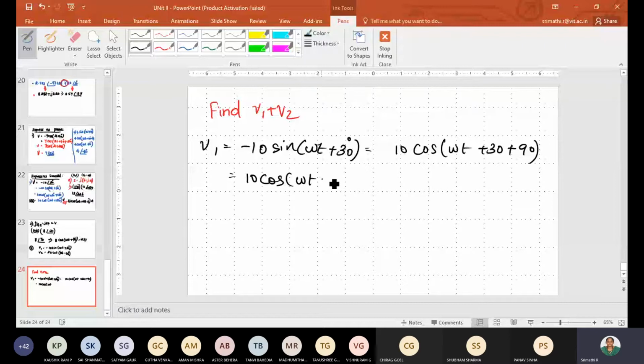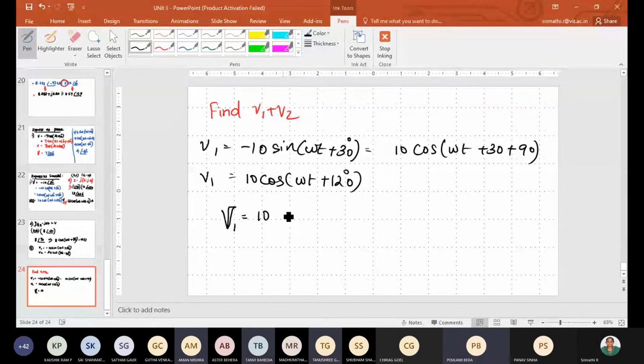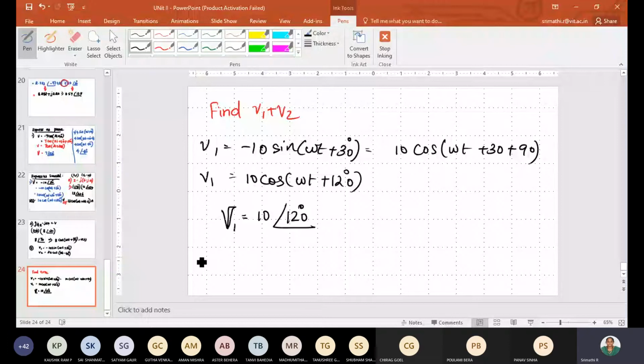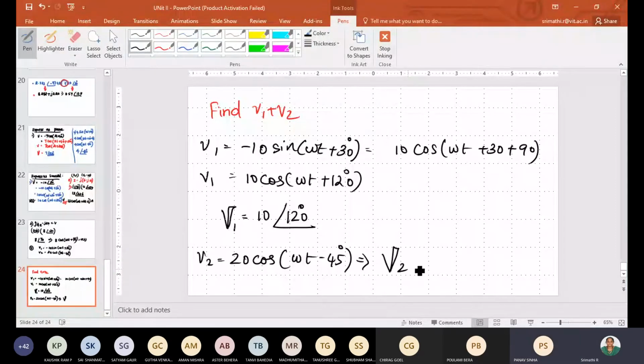How will you represent your V1 phasor? 10 angle 120 degree. And coming to your V2, what is your V2? It is directly given. V2 is equal to 20 cos of omega t minus 45 degree. How will you write your V2? 20 angle minus 45 degree.